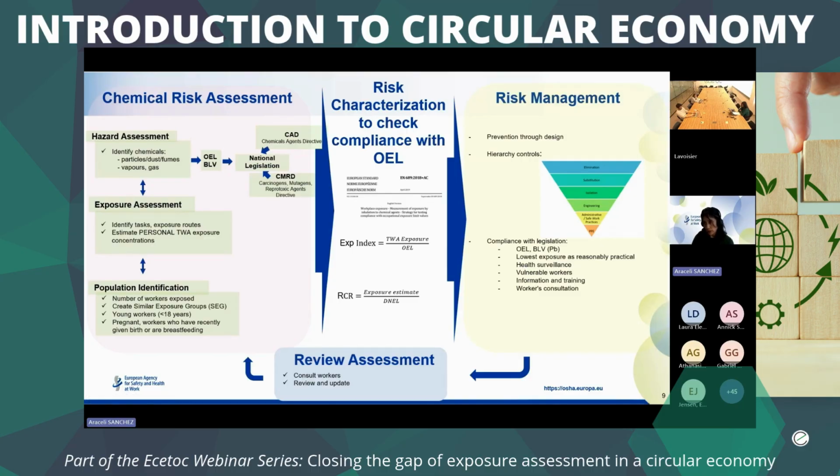but the exposure should be lowered to the minimum reasonably practicable value. Many substances with occupational exposure limits are subject to health surveillance requirements, and also there are special requirements for vulnerable workers. Workers have to be informed of the risk and trained so they can carry out the work in a safe manner. And they have to be consulted also on the risk management measures. All the risk management has to be reviewed and updated. And again, the consultation with the workers is also a legislative requirement.